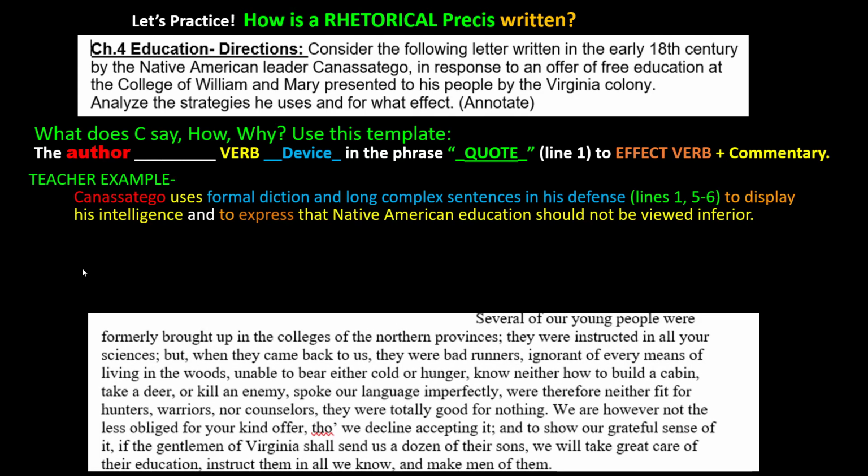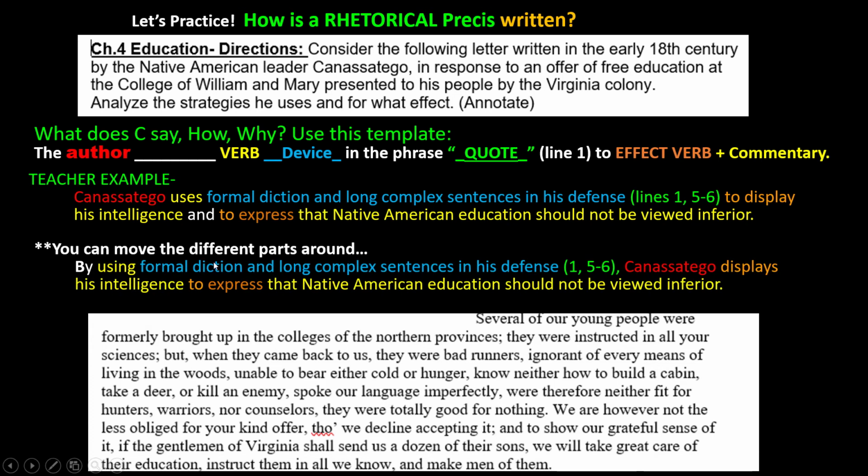All right. Now, another way to write, remember, is that there's no right or wrong way to write this rhetorical sentence. In other words, you can move some of the pieces around. You can mention the author last or first. You can mention the quote first or last. You can mention the commentary and explanation from the very beginning. Or the device, you can name it last as well. So let me show you an example. By using formal diction in long, complex sentences in his defense, Kanasatego displays his intelligence to express that Native American education should not be viewed as inferior. Okay. So those are a few examples.